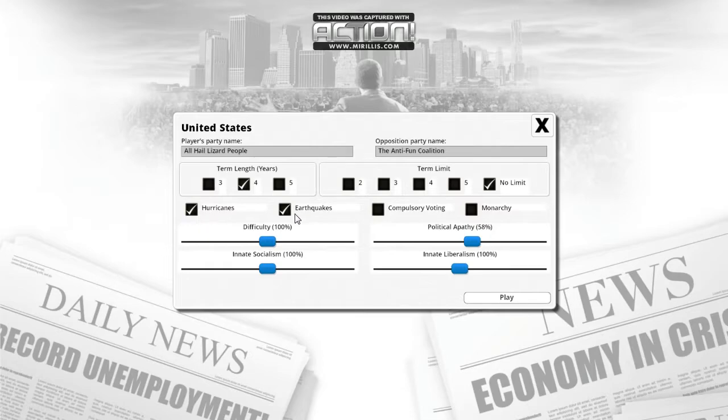Sure, we'll leave hurricanes and earthquakes on, although I've never actually seen those happen, but we'll see. Difficulty, I'm going to leave at the default of 100%.